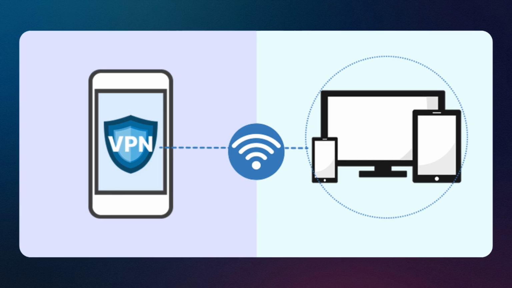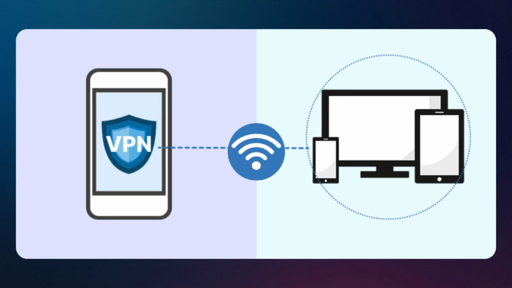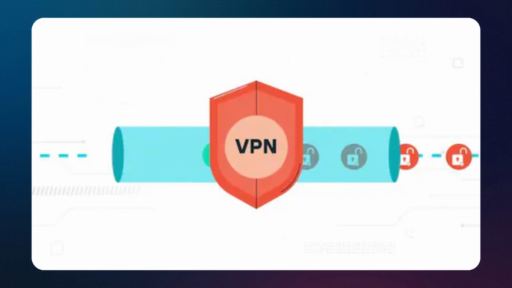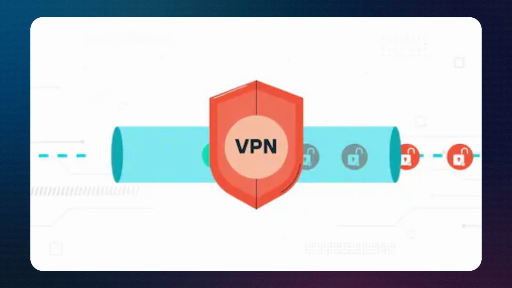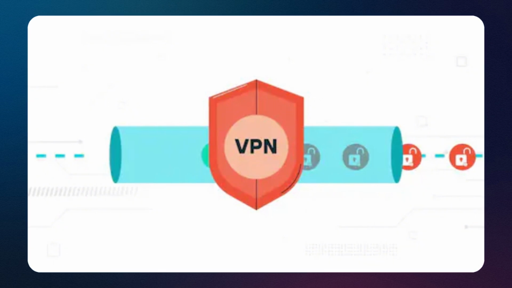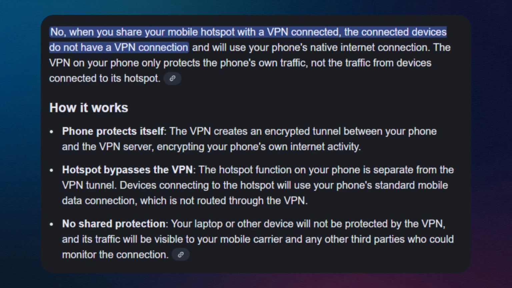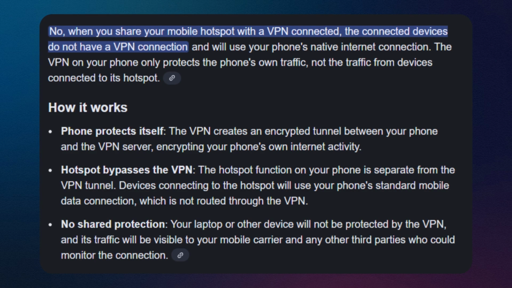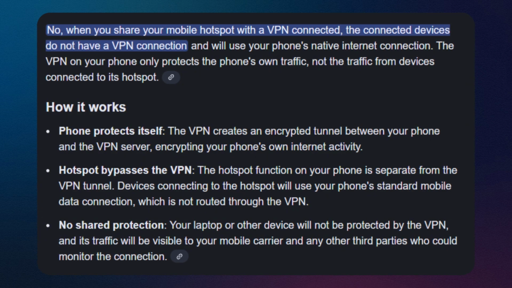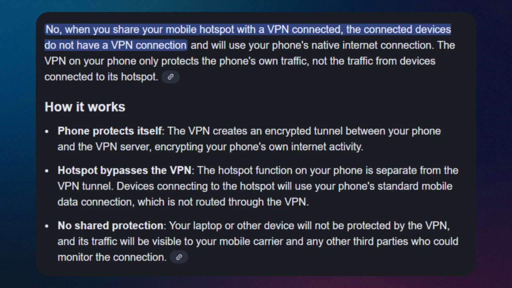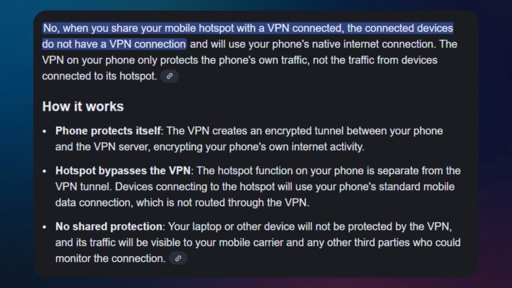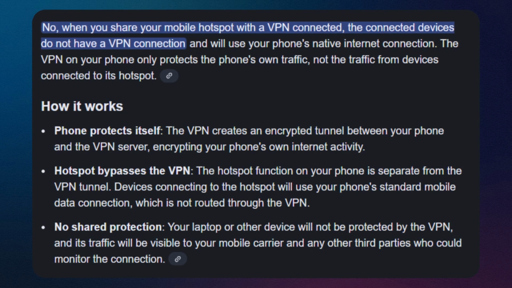First of all, if you're wondering whether you can share your VPN connection directly from your mobile phone, the short answer is no. When you turn on a VPN on your Android or iPhone, that VPN creates a secure tunnel only for your phone's own internet traffic. The system doesn't allow your hotspot to use that same encrypted connection. So, even if your phone is connected to a VPN and you share your internet with another device through Hotspot, that second device won't be protected or connected through your VPN. It'll just use your regular internet connection from your mobile data or Wi-Fi.